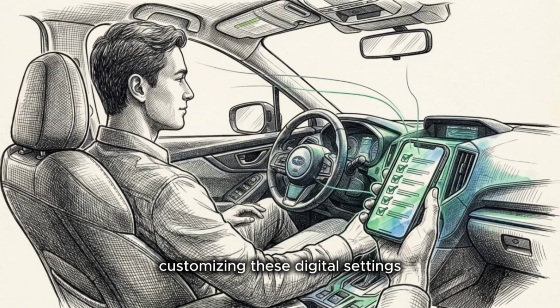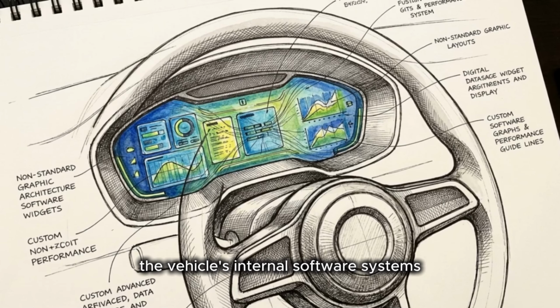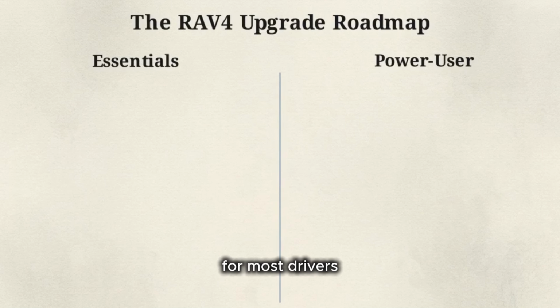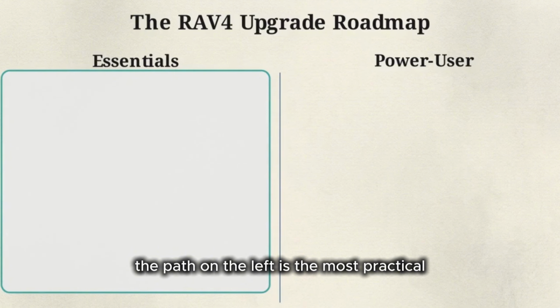Customizing these digital settings provides the most sophisticated level of control over the car's behavior, but it requires a willingness to manage the vehicle's internal software systems. Choosing which modifications to pursue depends on how much time and effort you want to invest in the process. We can break these down into two separate paths. For most drivers, the path on the left is the most practical.